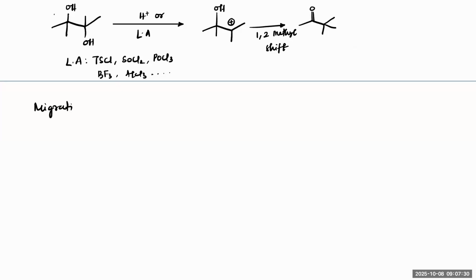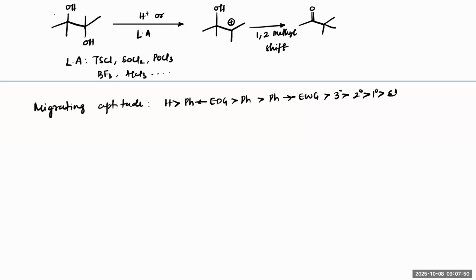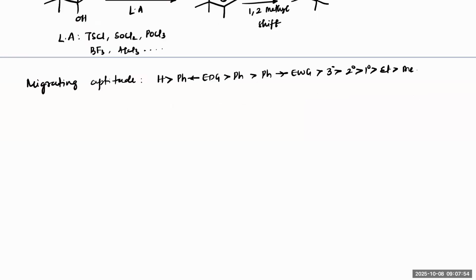Migrating aptitude wise, if you compare, hydrogen is more than phenyl with electron donating groups, and then phenyl with electron withdrawing group, and then comes 3 degree, then 2 degree, then 1 degree, ethyl and methyl. This is the migrating aptitude that you need to remember. Clear, beta?